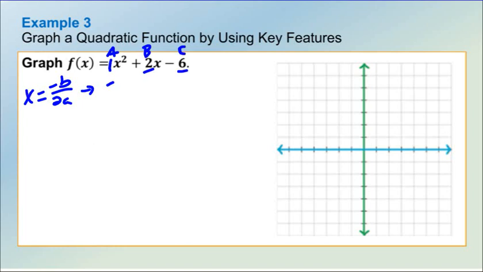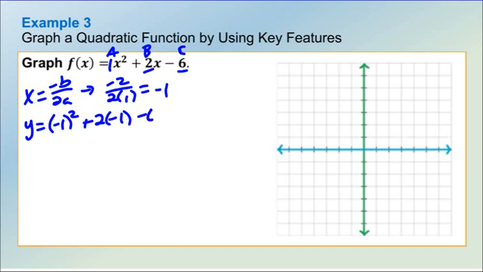So my opposite of b is -2 divided by 2 times 1, which will give us an axis of symmetry at -1. So if I put -1 in for x to find my y, -1 squared plus 2 times -1 minus 6. So 1 minus 2 is -1. -1 minus 6 will give us a -7. So our vertex would be at -1, -7.